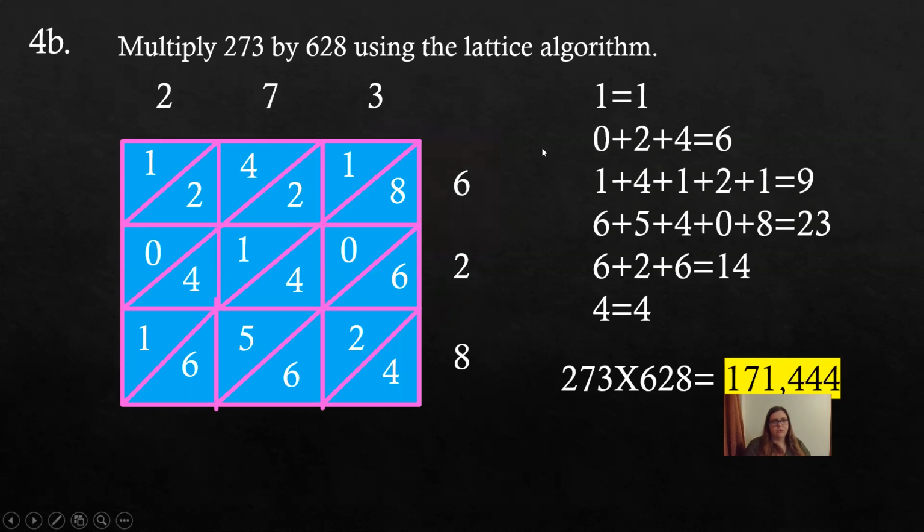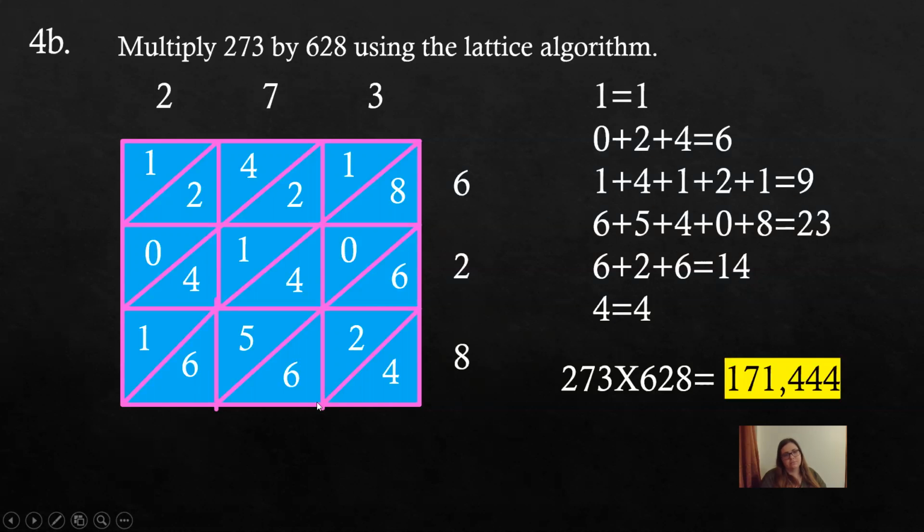Now, for a bigger one, 273 times 628. I already wrote these out, and then I broke it down over here for your 1. 1 is just 1, right there. 2 and 4, but as you can see, that was a 6, but I have a 7. So why? So let's start back over here.